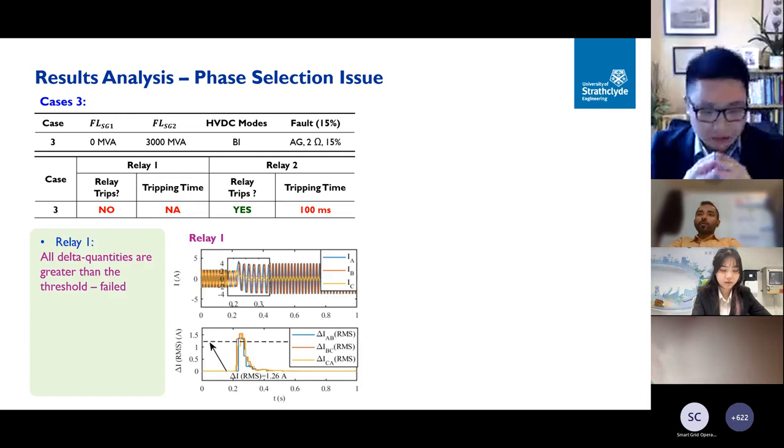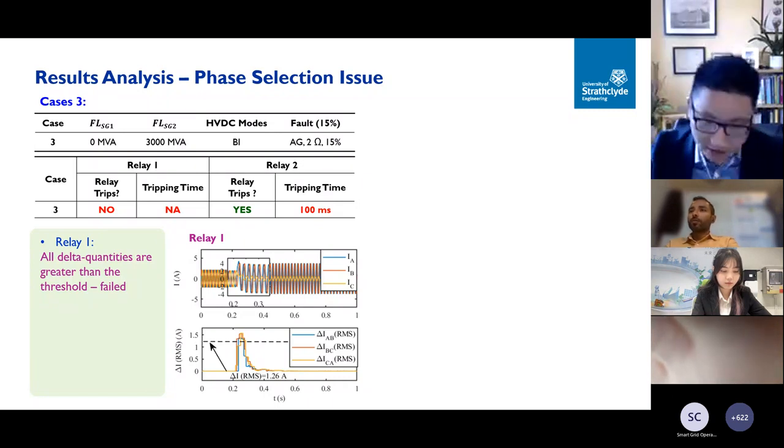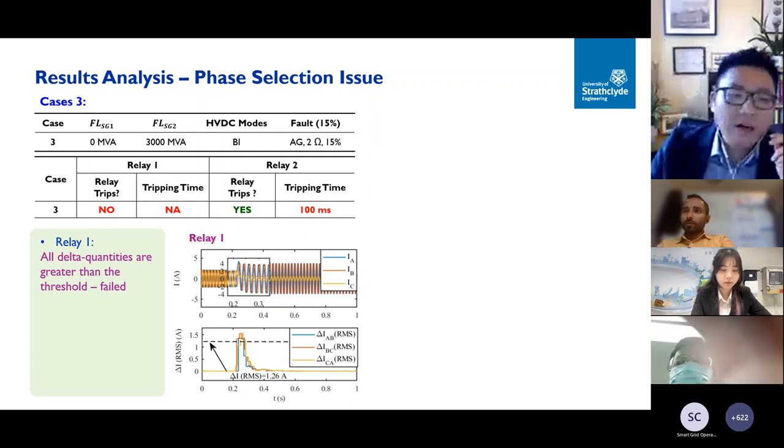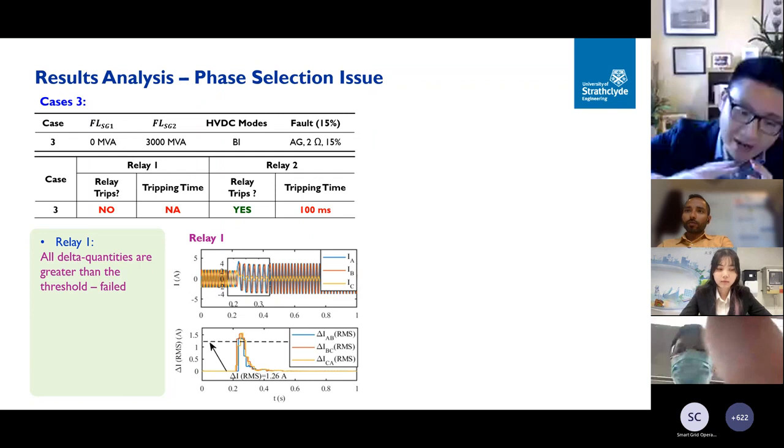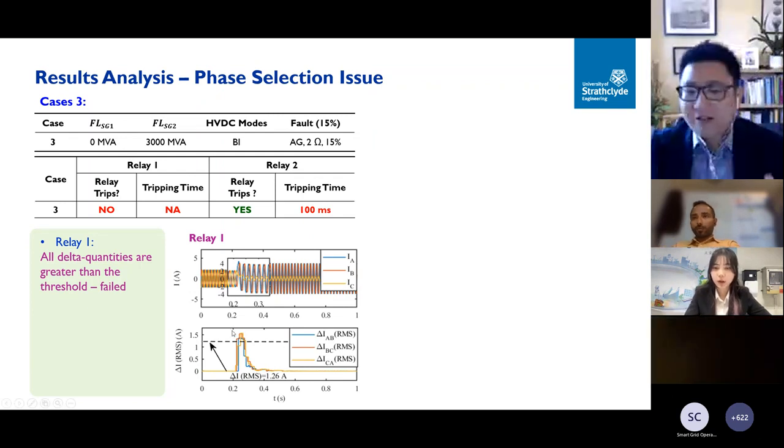Now, this is an example. We have a single-phase-to-earth fault. You know that if we have a single-phase-to-earth fault, we anticipate one phase having a large current increase and one phase having voltage depression. However, because the converter injects balanced current, you can see that all of the phases have an increase of current, and that confused the relay.